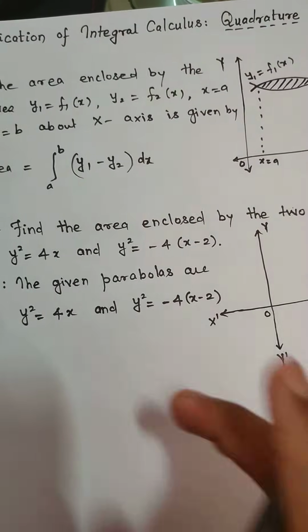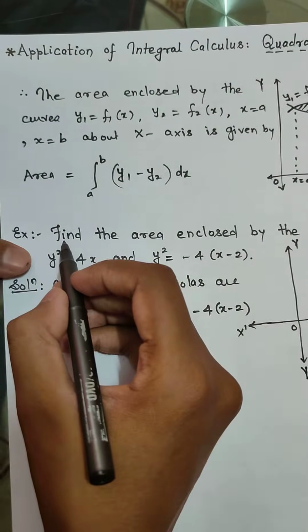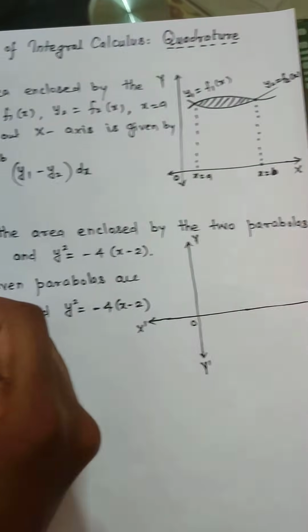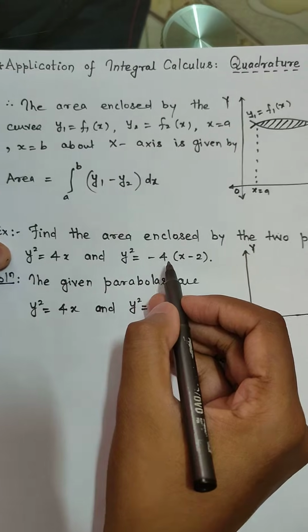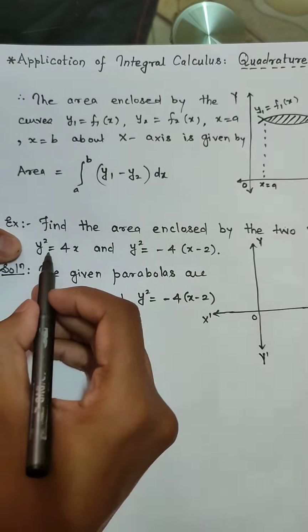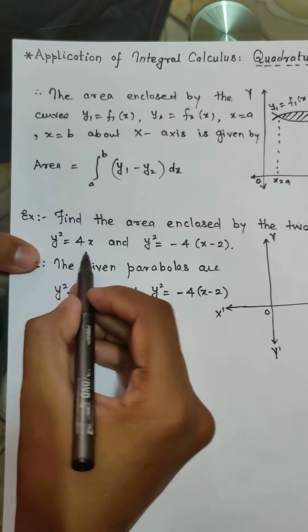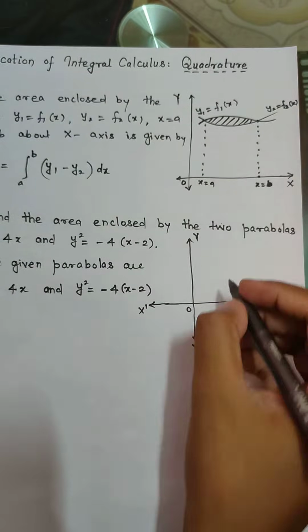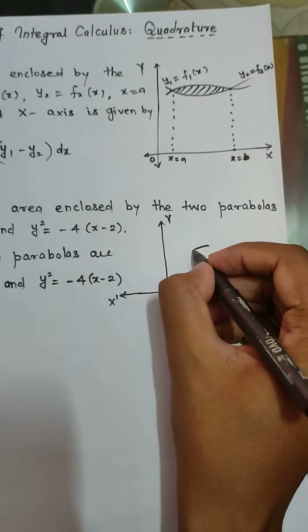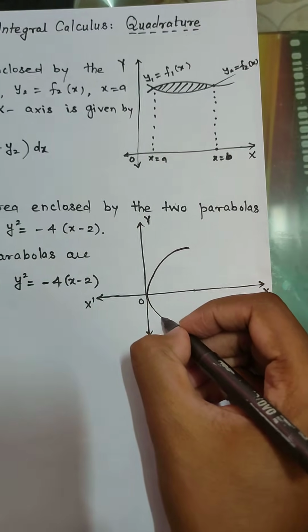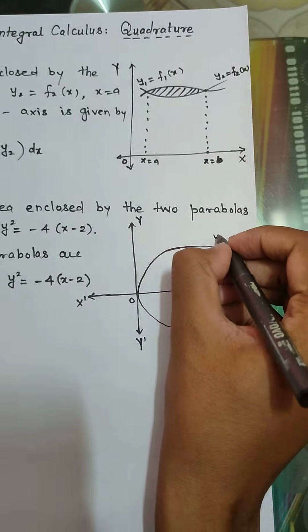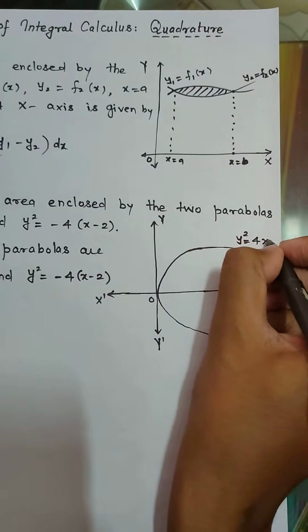So this is the example we have, and what we have to do in this example, find the area enclosed by the two parabolas y square is equal to 4x and y square is equal to minus 4(x minus 2). As you know, this is nothing but a standard parabola whose face opens in the positive direction of x-axis. So the diagram for this would be something like this. Okay, and this is the equation of parabola y square equal to 4x.